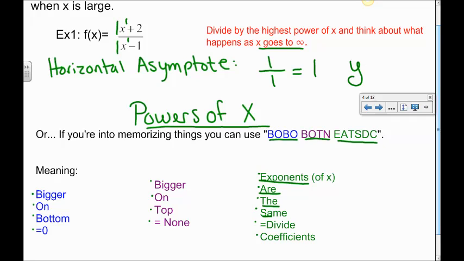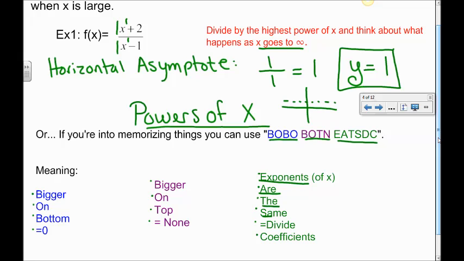Horizontal asymptotes are always of the form y equals. So our horizontal asymptote is going to be y equals 1. If you think about it, y equals any constant gives us a horizontal line. So y equals 1 is going to be just above the x-axis. Okay, so that's for EATS DC.